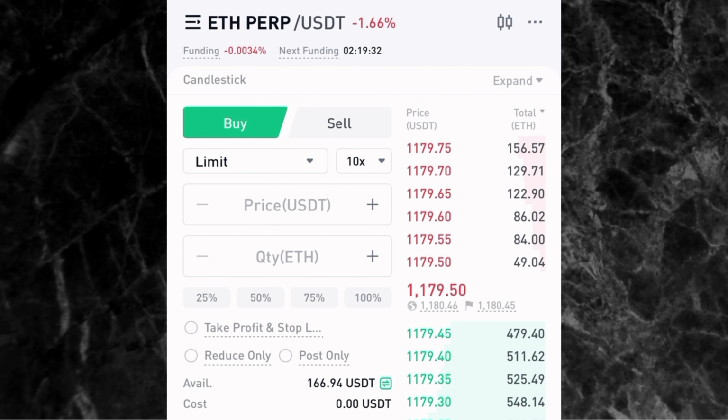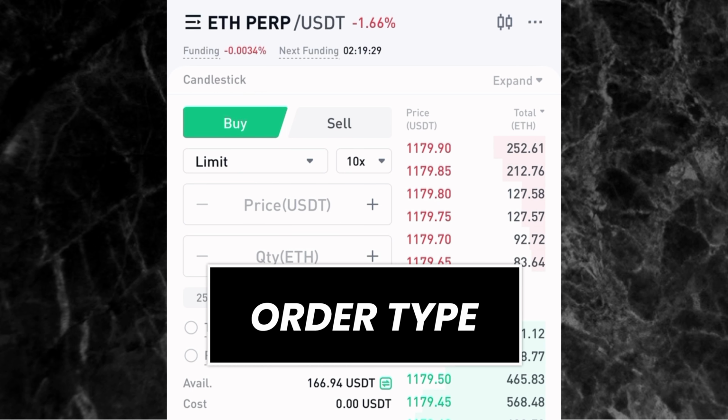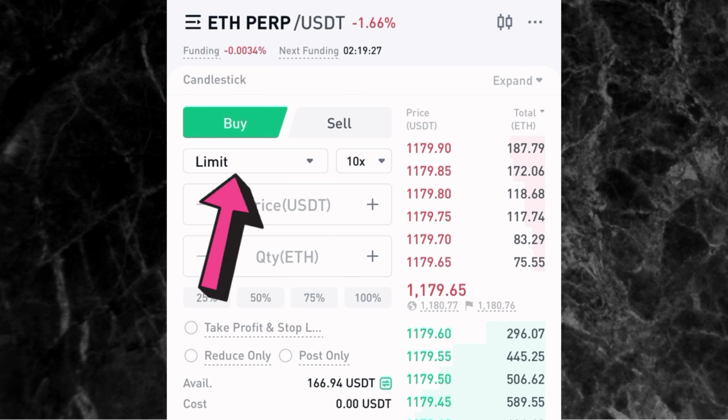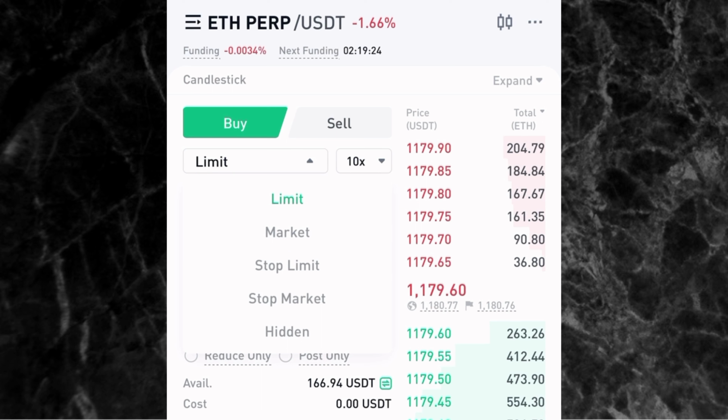Now, after that, the next thing you need to learn is the order type. So if you come right here where you have limit, where the arrow is pointing to, and you tap on it, you see that you have different order types right here. You have the limit order type, market order type, the stop limit order type, stop market order type, and the hidden order type. Now, I'm going to be explaining this to you guys. The limit order type allows you to set the price at which you want to enter the trade or the market. While for market order type, it means you are entering the trade or the market instantly or immediately. So that's the main difference between the two.